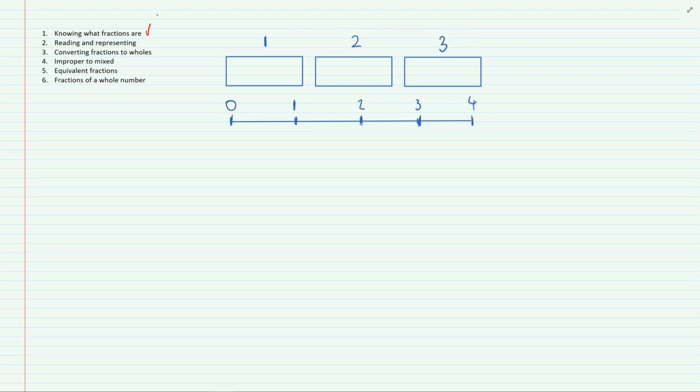Reading and representing. So the kids need to be able to read a fraction. So when they look at this, they shouldn't say 1/3, they shouldn't be saying 2/4. They should be looking at it and saying 1 of 3 equal parts, 2 of 4 equal parts, 2/4, 1/3.